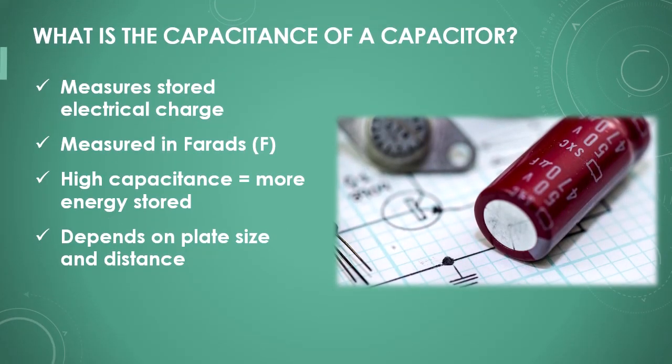Capacitance indicates how much electrical charge a capacitor can store. It is measured in the unit of farads, F. A high capacitance means the capacitor can store a lot of energy. The capacitance depends on the size of the plates and the distance between them.